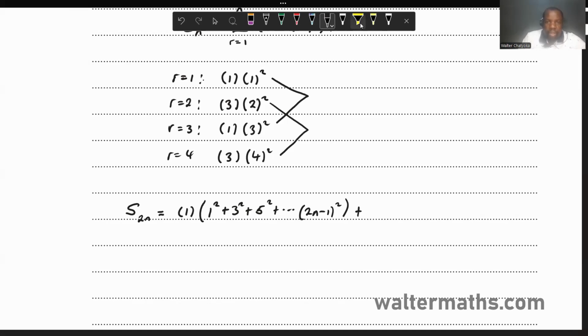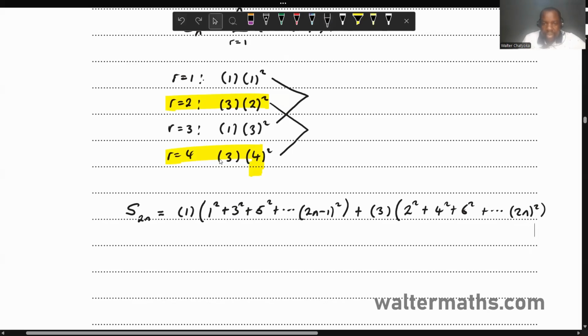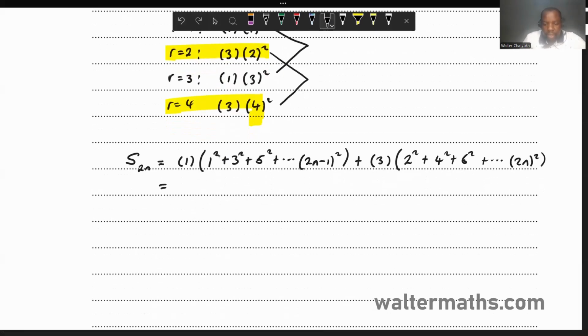Now we're adding them to these other ones, these types of terms where the base is even. So that's going to be, we factor out 3 of 2 squared plus 4 squared plus 6 squared and so on up to 2n squared. So it's actually a sum up to 2n. With what we have, I prefer to take it back to sigma notation.